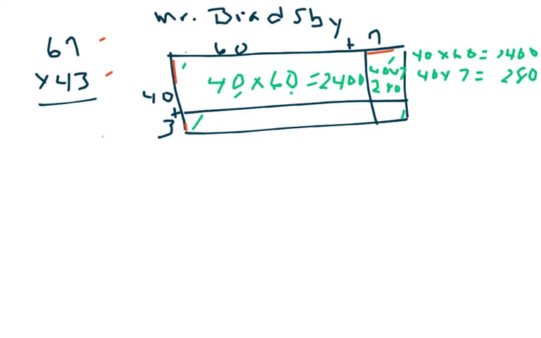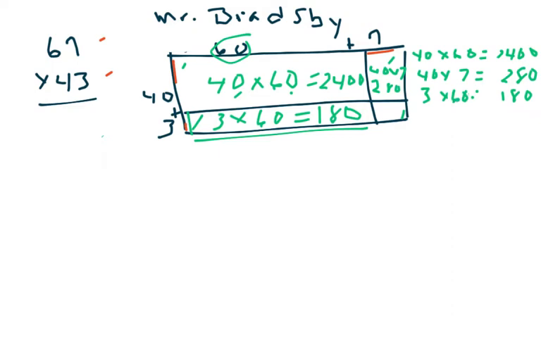Okay, so the next rectangle is a 3 here by how much across here? Well, that's the 60. Okay, we can do this. 3 times 6 is 18, so 180. 3 times 60 is 180.